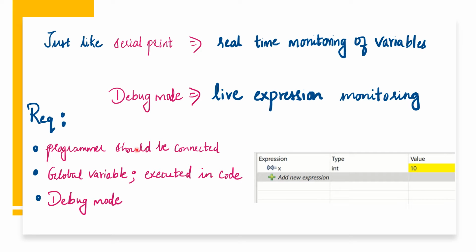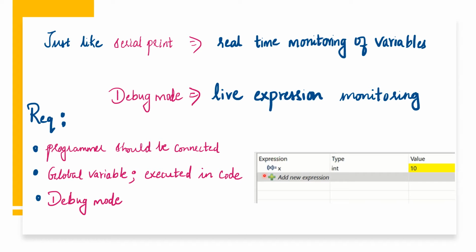The requirements to have this live expression monitoring are just simple things. We need our programmer, the ST-Link programmer, to be connected, and the variable which we want to monitor should be initialized as a global variable. And not only initialized, it also should be used in the code.